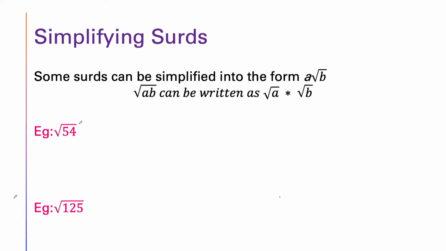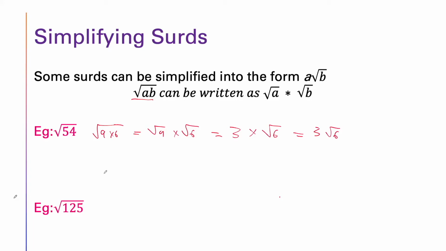Example, square root of 54. Square root of 54 can just be written as square root of 9 times 6, as 9 times 6 is equal to 54. Now, square root of ab, where ab is 9 times 6, can be written as square root of a times the square root of b. For example, square root of 9 times the square root of 6. Square root of 9 is just 3. Square root of 6 cannot be simplified any further. So 3 times the square root of 6. 3 times the square root of 6 is just 3 root 6.